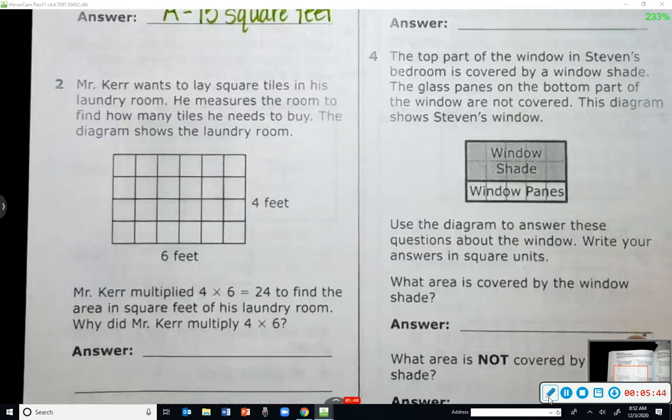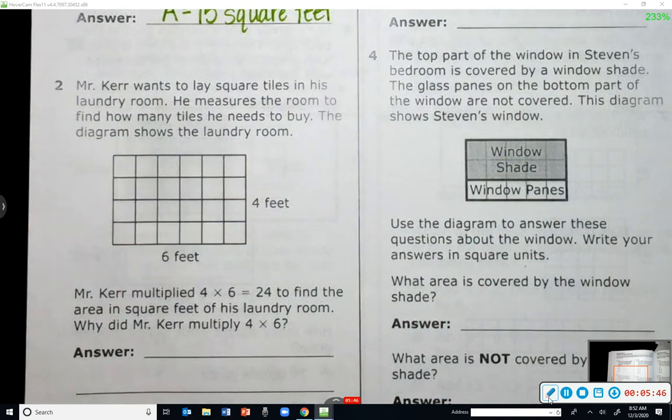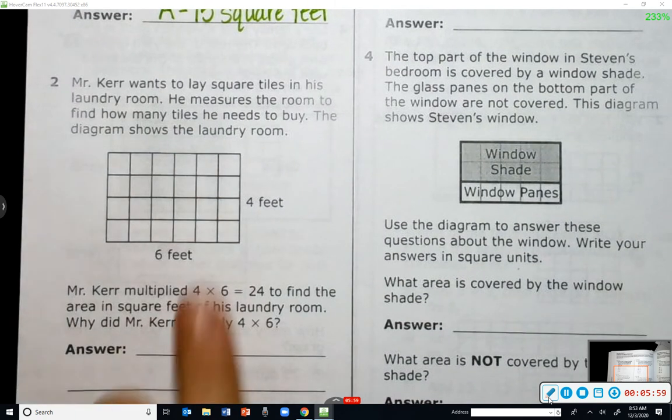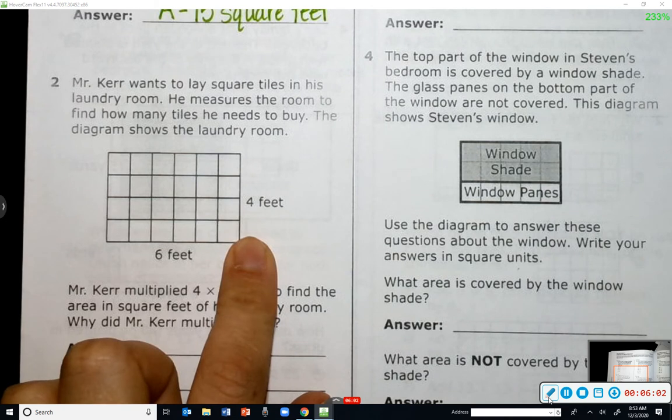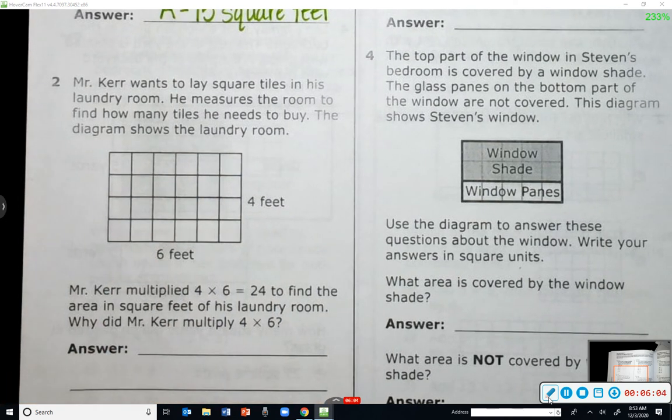Number 2. Mr. Kerr wants to lay square tiles in his laundry room. He measures the room to find how many tiles he needs to buy. The diagram shows the laundry room. Okay, so here's his laundry room. He's got 4 feet and 6 feet going across. Mr. Kerr multiplied 4 times 6 equals 24 to find the area in square feet of his laundry room. Why did Mr. Kerr multiply 4 times 6? Why would he multiply 4 times 6?